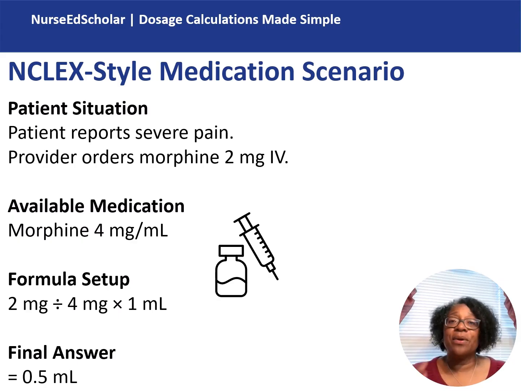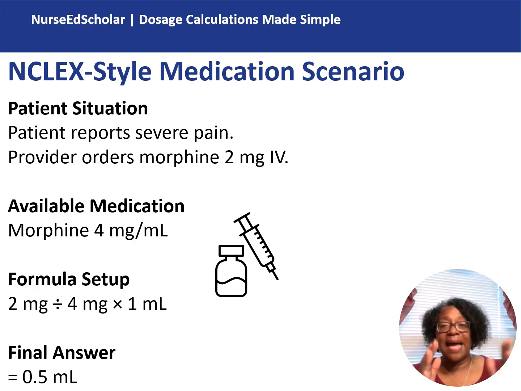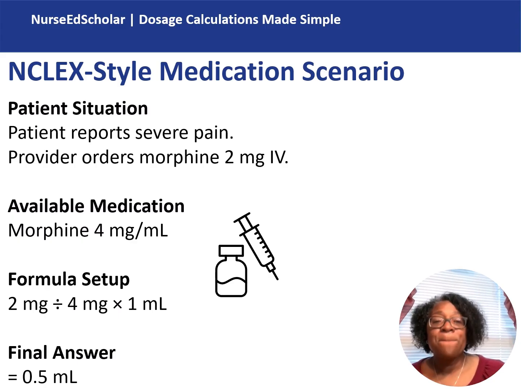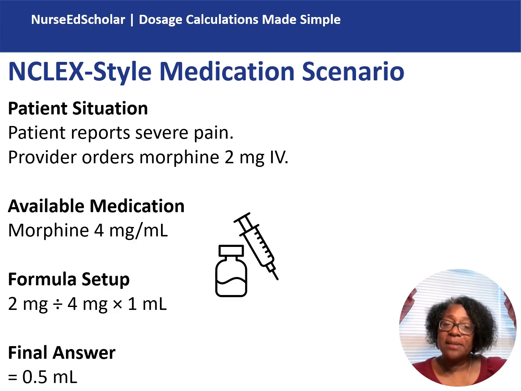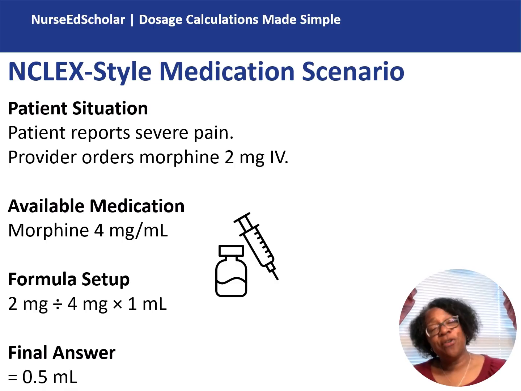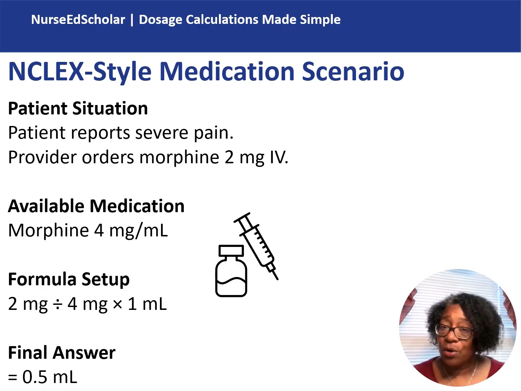And remember, the numerator and denominator, those milligrams are going to cancel themselves out. And then all that's going to be left is that number times 1 milliliter, and that's going to tell you how much to give. So you're going to have 2 milligrams divided by 4 milligrams times 1 milliliter, and your final answer would be 0.5 milliliters. Hopefully that's starting to make sense.